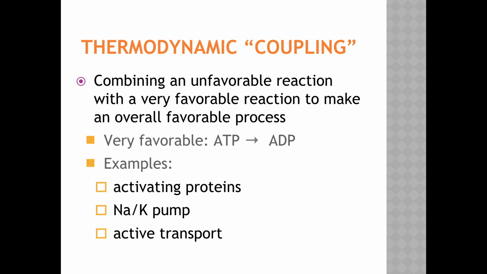Here's something applicable to many biological processes. It's called thermodynamic coupling. A thermodynamically unfavorable reaction, that's one with a positive delta G, can be paired with an extremely favorable reaction, that's one with a large but negative delta G, to make the overall process exergonic with a negative delta G. This happens when the paired reactions have common intermediates. The conversion of ATP to ADP in cells is extremely exergonic, so it's coupled with processes like activating proteins, the sodium-potassium pump, active transport through cell membranes, and with many other words your biology teacher likes to use.